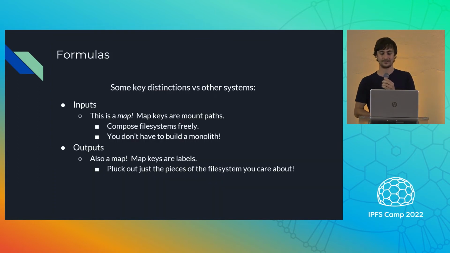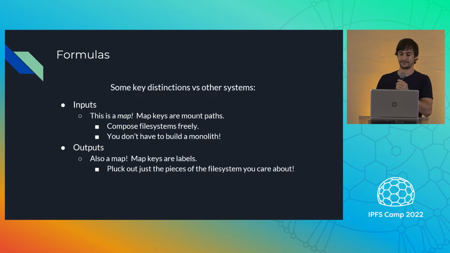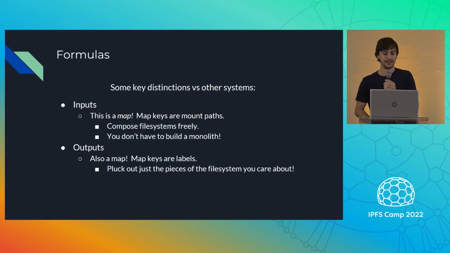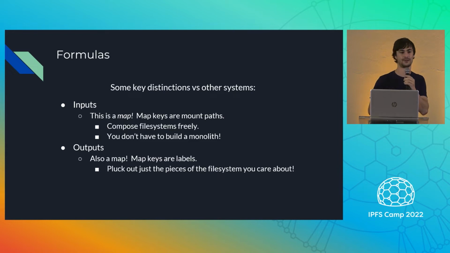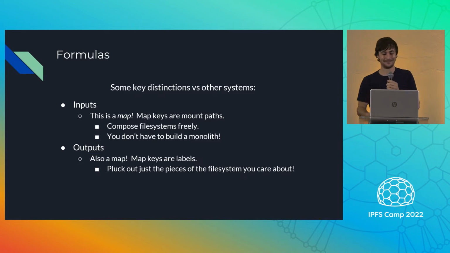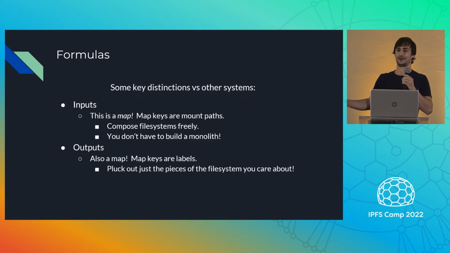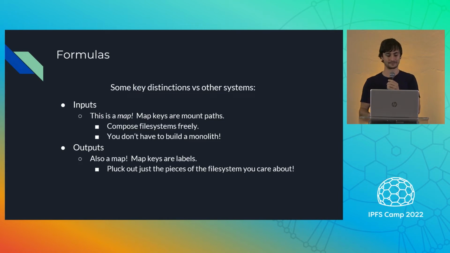So some distinctions here over some other systems. The input is a map, and the keys are actually the mount path. So you can compose this however you'd like. If you'd like to bring in 6 different versions of GCC and place them all in different places for some probably terrible reason, you could do that. But it means that you don't need to build one big tarball, one big image, and load that. You can actually take different pieces and stick them together at runtime.